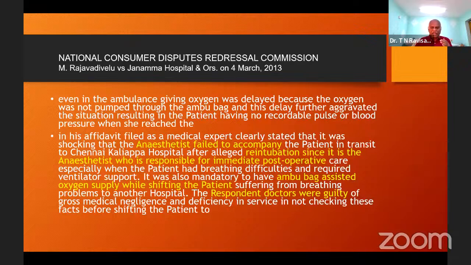The respondent doctors were guilty of gross medical negligence and deficiency in service in not checking these facts before shifting the patient to the receiving hospital. This resulted in compensation to be awarded by the primary care hospital. More than that, the court went to the extent of saying, if you don't have a ventilator, don't venture to do surgery, which is practically not possible in secondary care or tertiary care towns. In 2-tier or 3-tier towns, it is not possible for every hospital to have a ventilator. And if courts started giving judgments like that, then no hospital will be able to venture into doing a surgery without a ventilator, which involves another huge investment.